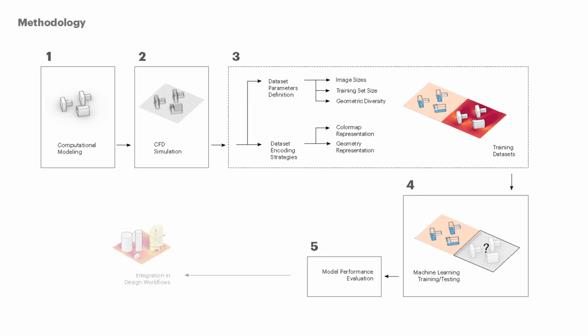In order to achieve that, we developed a workflow that would allow us to apply the conditional GAN model. The process starts with generating a synthetic data set based on CFD simulations of procedurally generated urban configurations. That's followed by preparing the training dataset, which is a major component, exploring the different geometry representations and the different encoding techniques. The parameters that we decided to explore were the image sizes, the training set size, and the geometric diversity within each set, and in terms of encoding strategies, the color map representations and how we represent the geometry in an image. That's followed by the machine learning training and testing, and finally the model performance and evaluation.